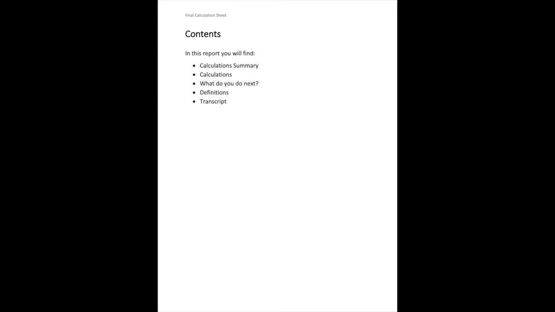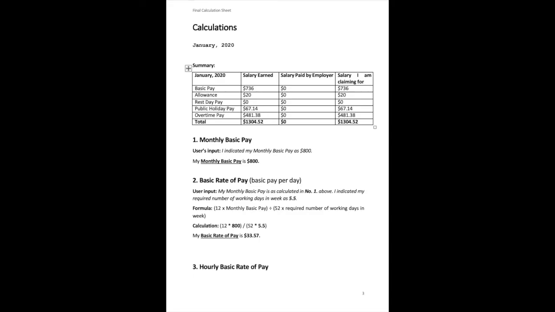In this case, a summary of the calculations, a detailed breakdown of the calculations, a guide on what next steps you can take, and at the very end, definitions, key terms and a transcript of the answers you gave to CalculAID's questions. The summary of the calculations starts off with a table that lets you see very clearly the breakdown of your salary earned in terms of basic pay, allowance, rest day pay, public holiday pay, overtime pay, and the aggregate total. The second column refers to the amounts you have earned based on your work arrangements and the actual number of hours you've worked this month.